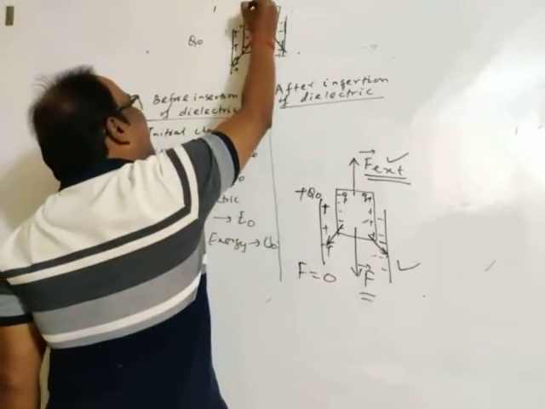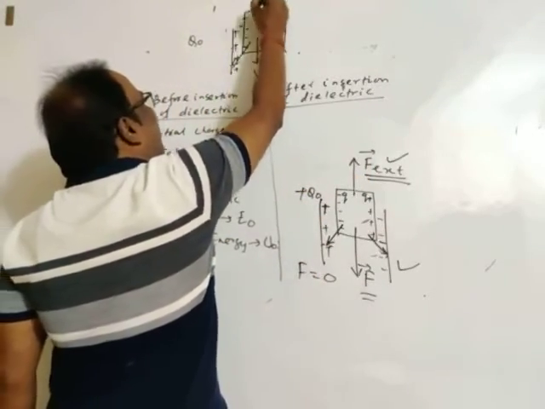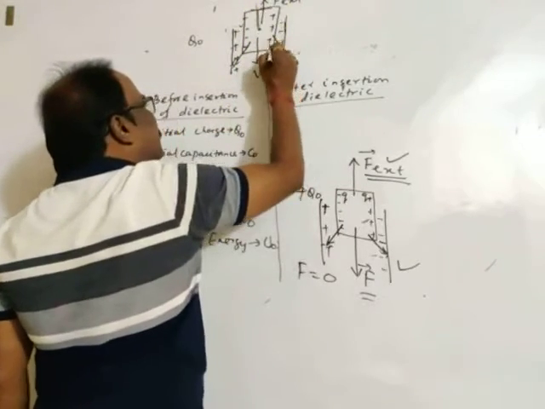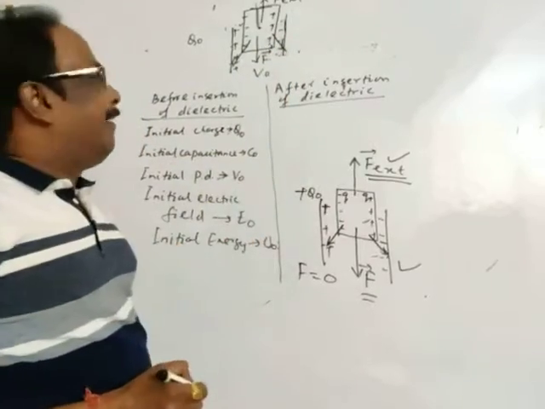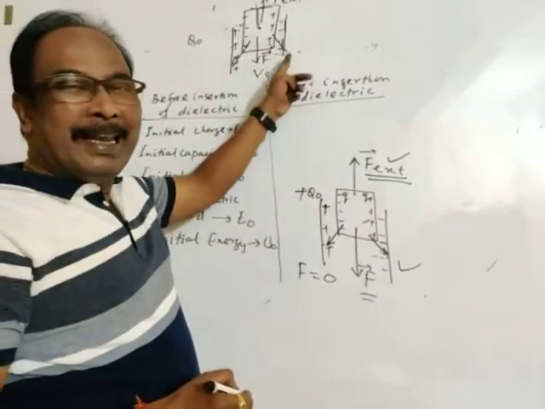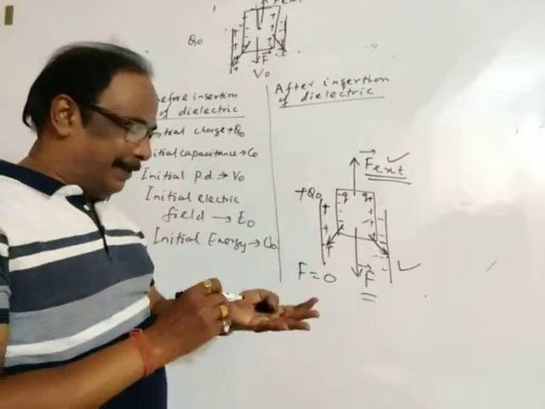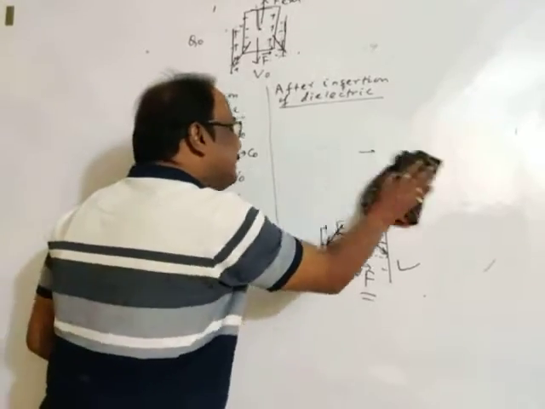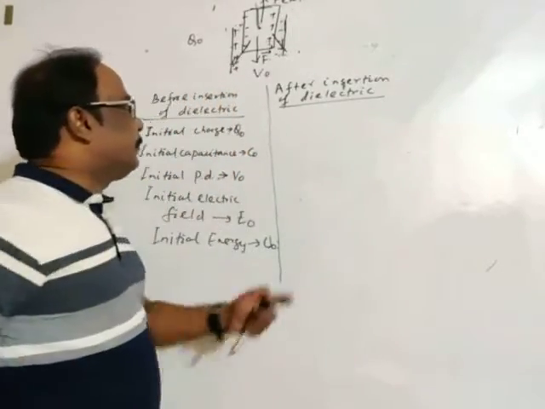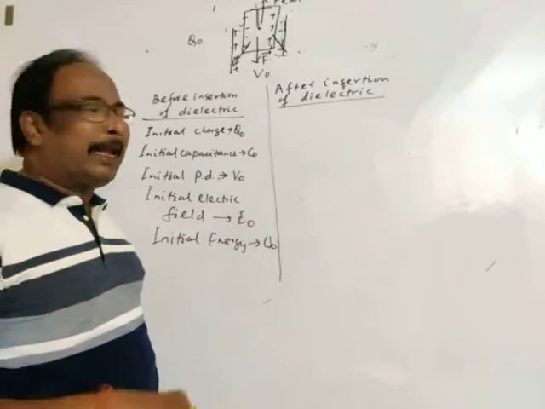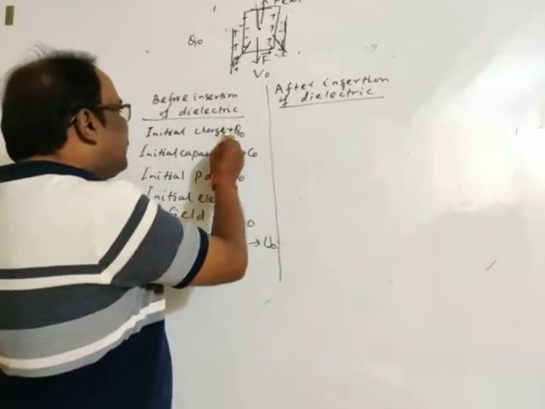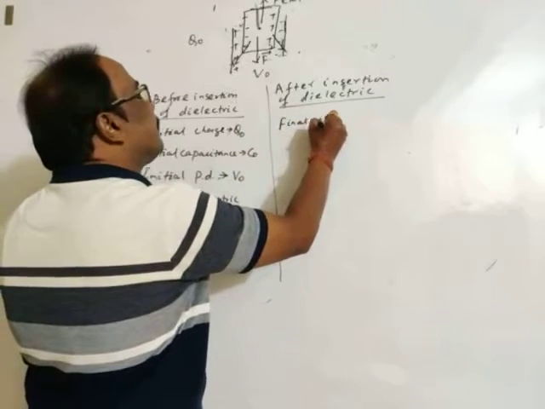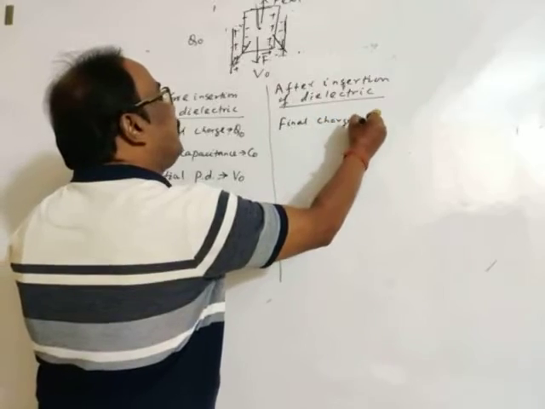So we do apply an external force or external agency in the direction opposite to that of the resultant force due to the electric field in between the plates. Now we will see what will happen to the parameters. After insertion of dielectric, what will happen to the final charge?